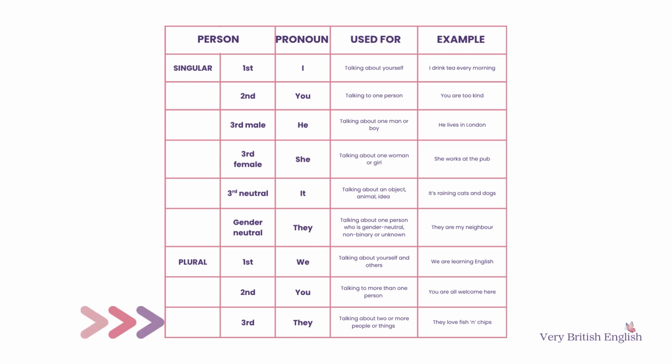The pronoun for third person plural is they. It's used for talking about two or more people or things. They enjoy watching football. They love fish and chips. They could be your mates, your parents, or even your dogs. If it's more than one, it's they.